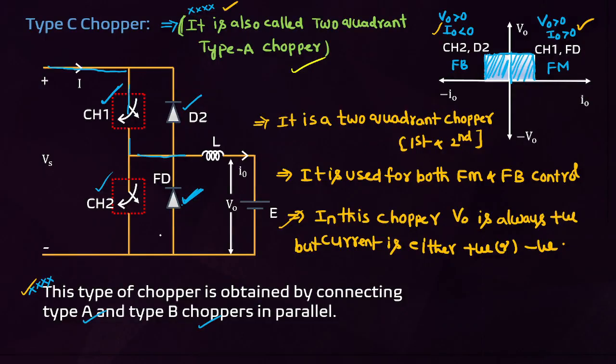What are the type C choppers, friends? It's a combination of type A and type B choppers. That's why it is operated in the first quadrant and second quadrant.